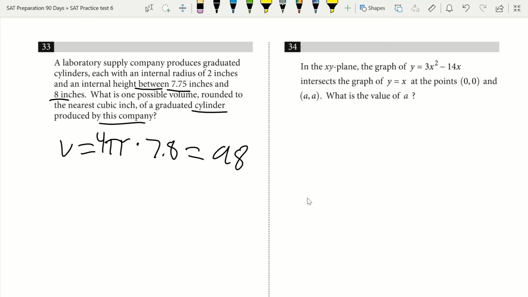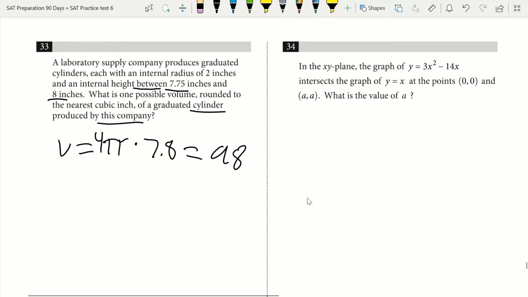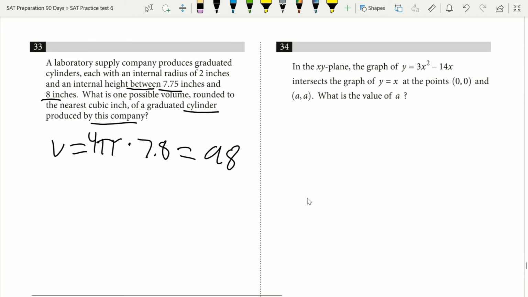All right, now we've got question 34. In the xy plane, the graph of y equals 3x squared minus 14x intersects the graph of y equals x at point (0, 0) and (a, a). What's the value of a? All right, well, if we know that we're intersecting at (0, 0) and (a, a), we can go ahead and plug in. We've got y equals x at these points, (a, a). What's the value of a? Let me just go down. So we've got key parts here: we've got our equation, we've got 2 pairs of points, and we're asked to find the value of a.